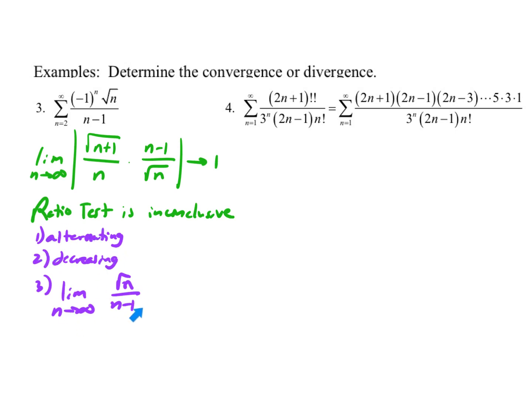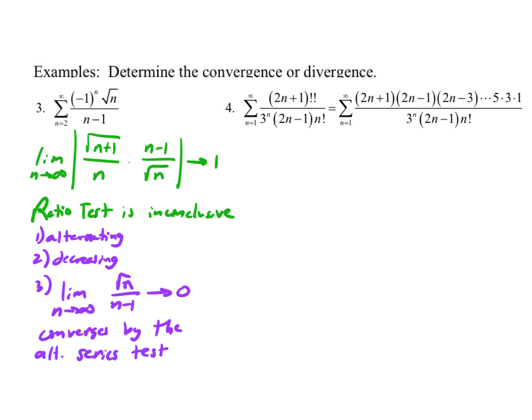Now we need to find the limit of this, and as I alluded to earlier, since the power on the bottom is bigger, this is going to grow faster than this, which means this is going to approach 0. So we meet all the criteria of the alternating series test. So this series actually converges by the alternating series test.